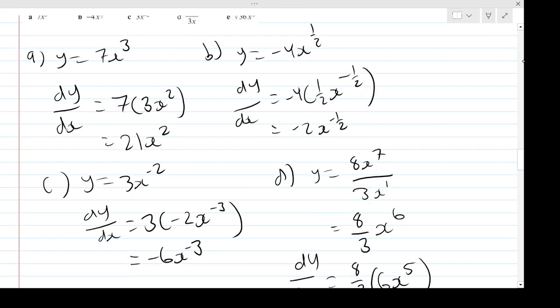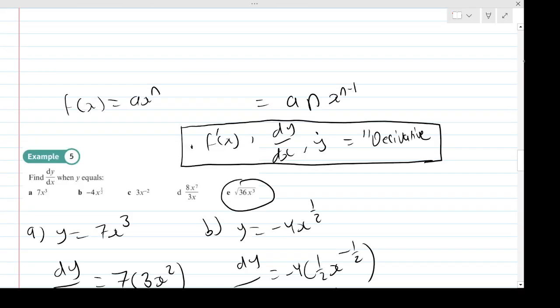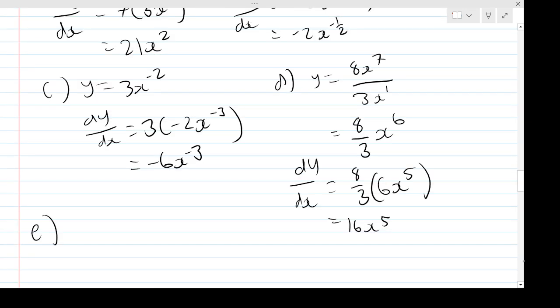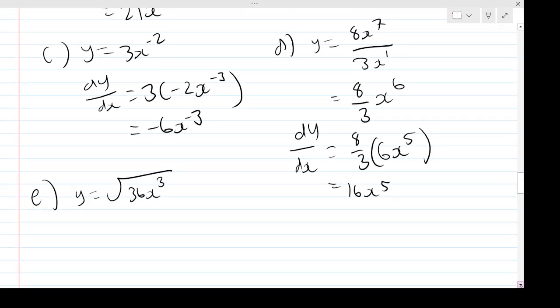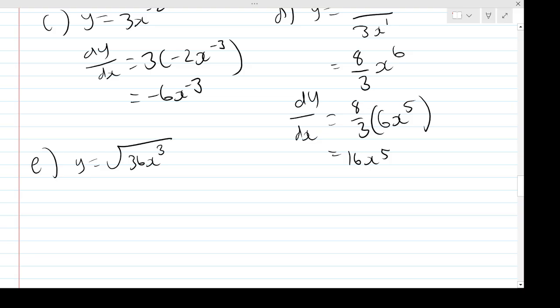Okay, part E, we lastly have root 36 x cubed. Okay, well again, it's not really written in the form, you know, x to the power of n, right? I have this square root outside. I'm going to need to use index laws to deal with that, okay? To bring it as a power of x. Okay, well actually, you can look at this two ways. You can recognise that this is a sort of surd, and we can split up surds, right?